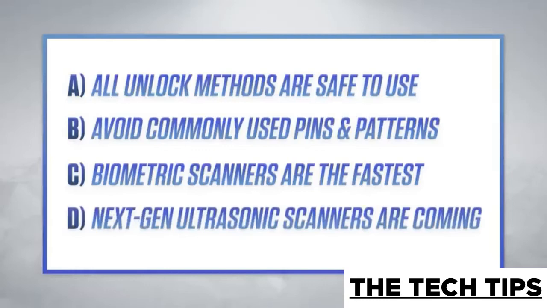All right, and biometric scanners like our face ID and then our thumbprint are safer and faster than our pins and our patterns. So if you have any of these on your phones, I advise that you go for the fingerprint and your face ID rather than your patterns and your pins. And then the last one is that our next generation ultrasonic scanners are also coming, which will be faster than our 3D ones.